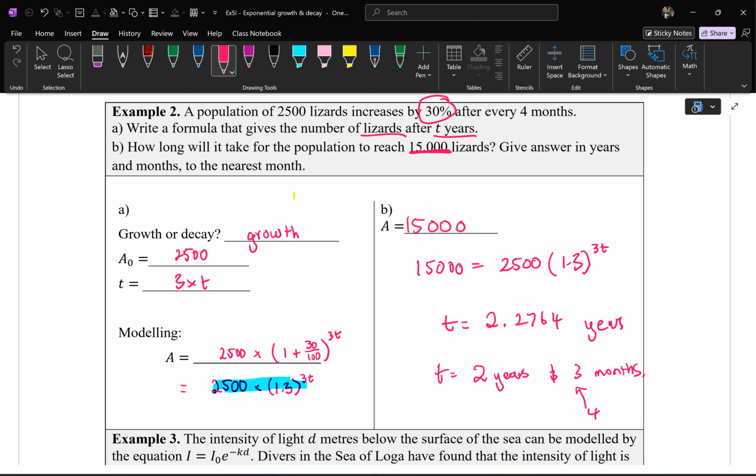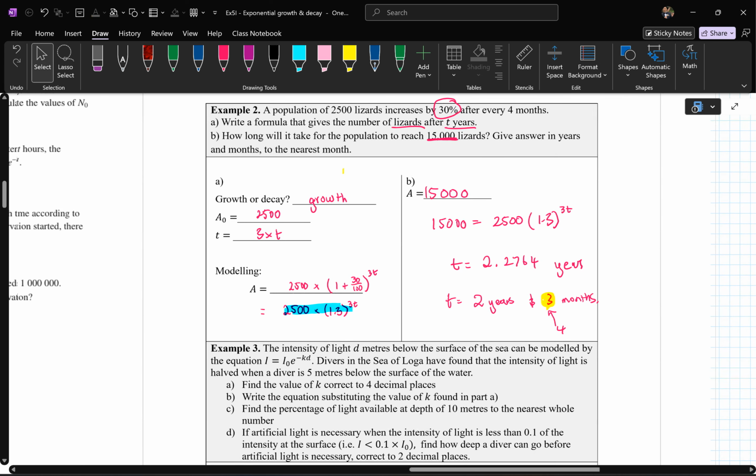Mathematically, it should be closest to 3, but then 2 years, 2.3 would be too short. It won't actually make 15,000. So if you want to reach 15,000, at minimum, in terms of months, it would have to be 4 months. Good pickup. Thank you for correcting me on that one. That is true.